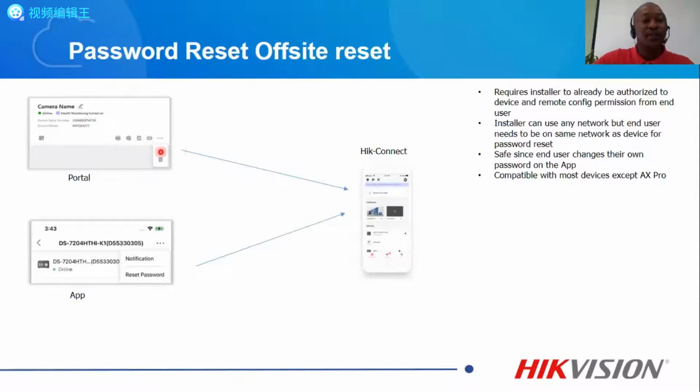All right. So when you click on this through the portal, that will send it through to the HikConnect of the end user. Then the end user themselves will be able to do their password reset. But very important, the end user needs to be connected on the same LAN as the device that they want to reset. So the installer can connect to any network, but the end user needs to be connected to the same network as the device to be able to do that password reset.